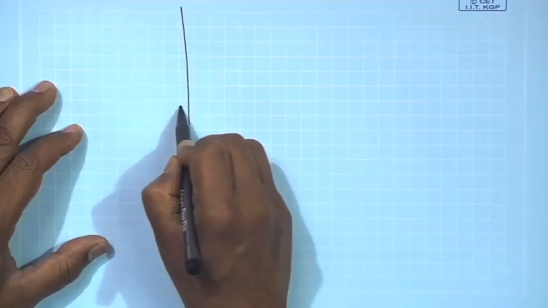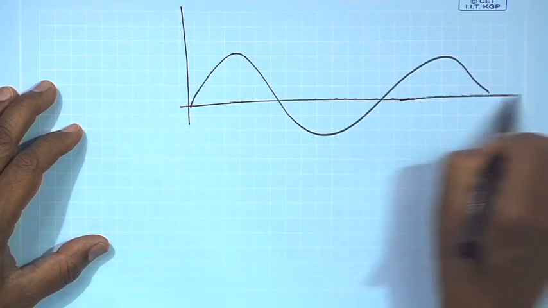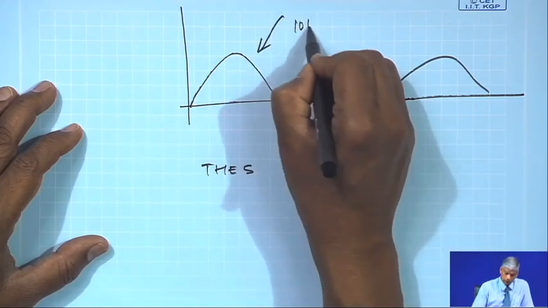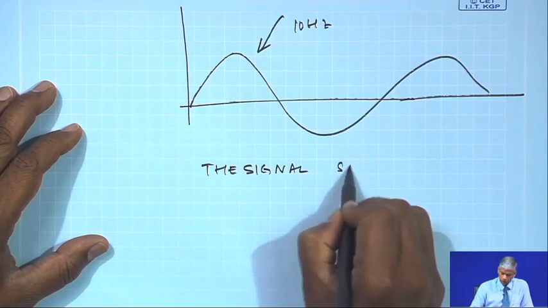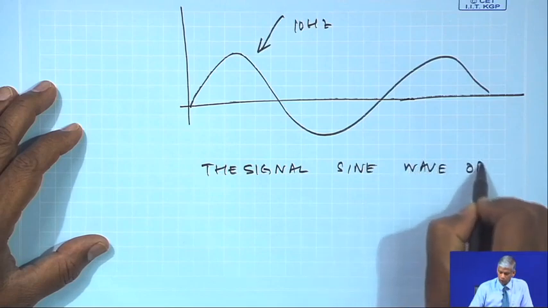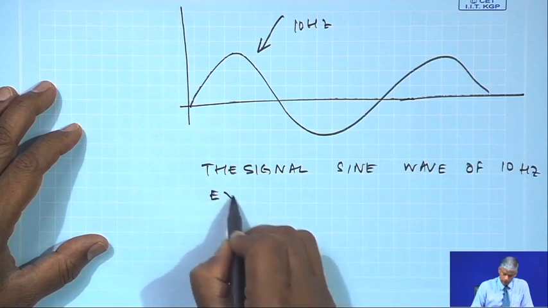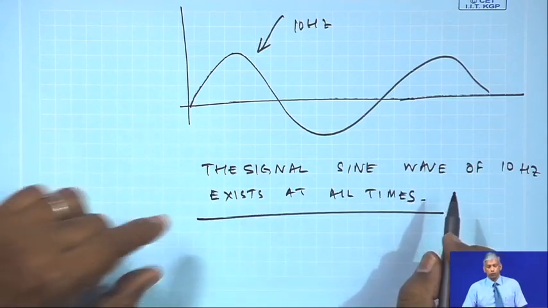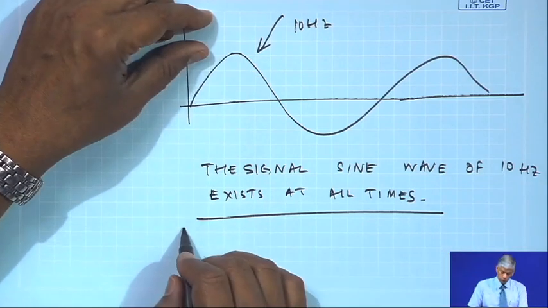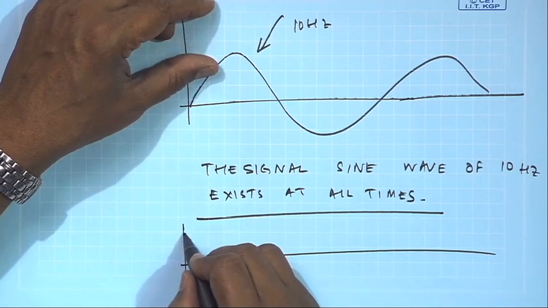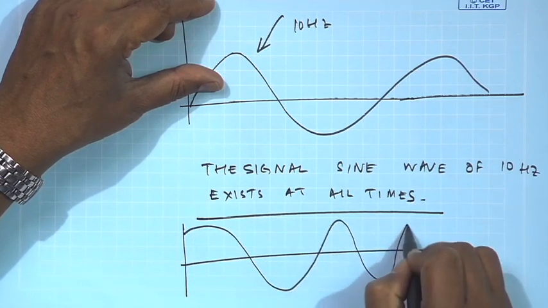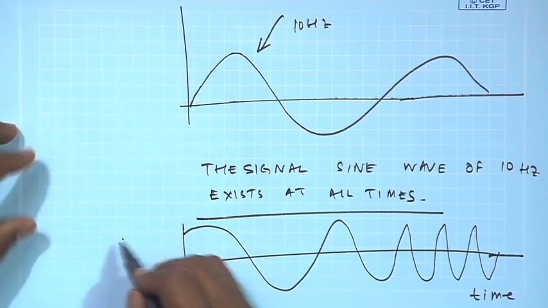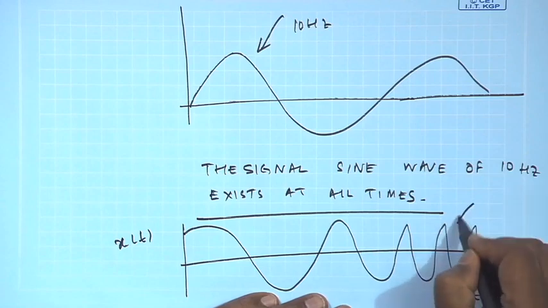What I mean to say here is, when I have a sine wave of a single frequency, say for example, this is some 10 hertz sine wave, the sine wave of 10 hertz exists at all times, which is fine. But suppose I have a signal where the frequency is increasing and decreasing. For example, I have a low frequency signal and then suddenly it becomes a high frequency signal. This means that in the time domain, the signal's frequency is changing, and this, by the way, is known as a chirp signal.